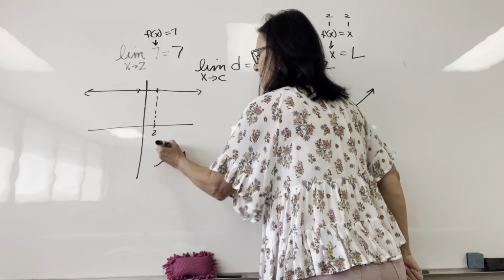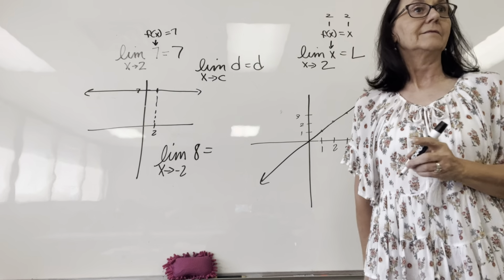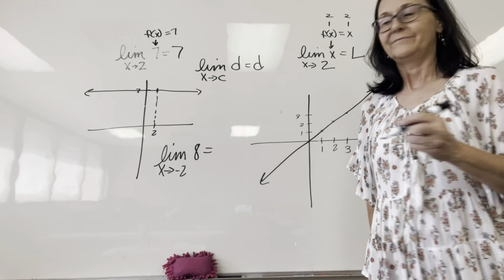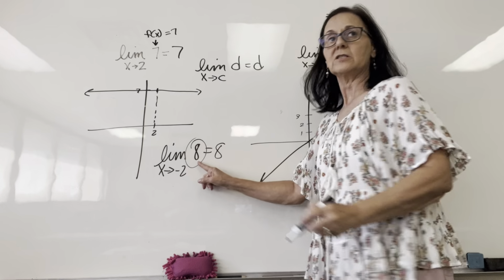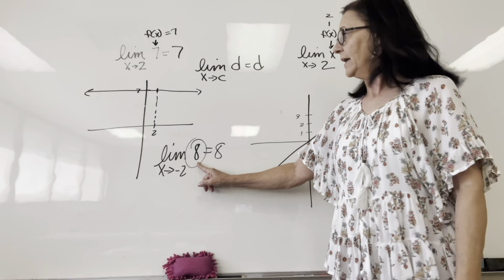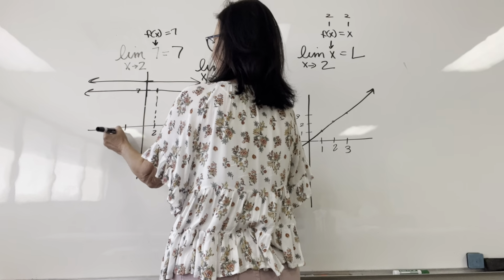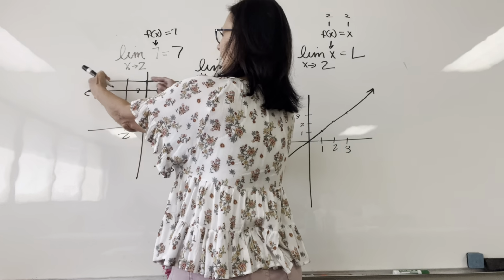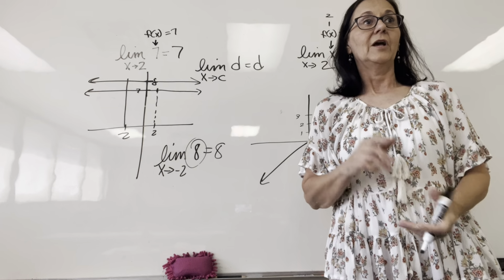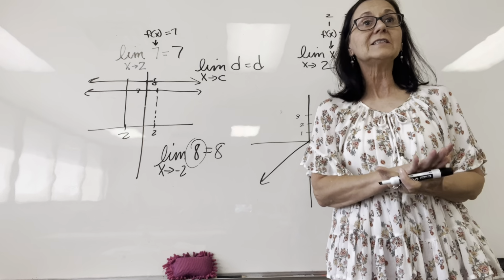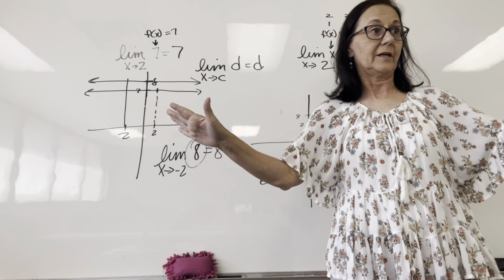All right, so what is the limit as x approaches negative 2 of 8? It's 8. Got it? Why? Because what does this look like? It looks like a horizontal line at 8. If I graph this, it would be here. Here's negative 2. From the left and the right, what is y approaching? So you can always know the limit of any constant is the constant. I don't care what number it's approaching.